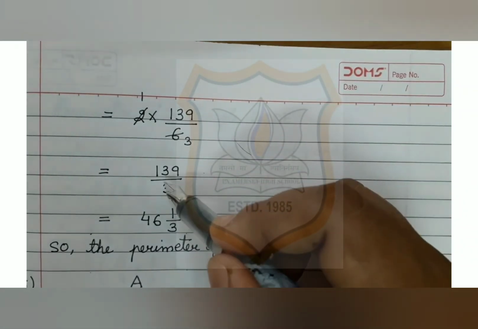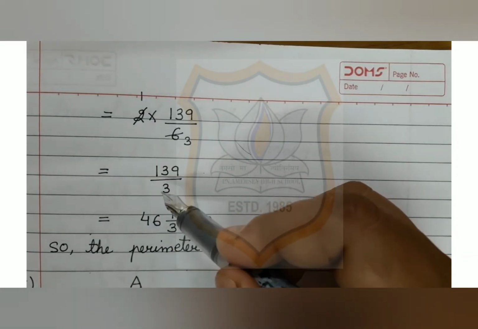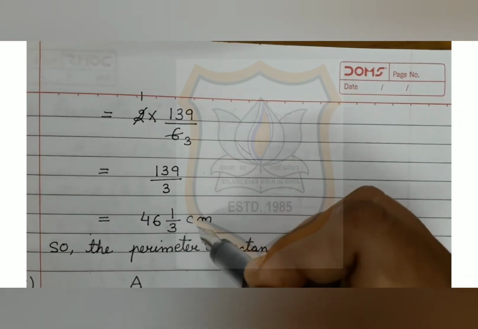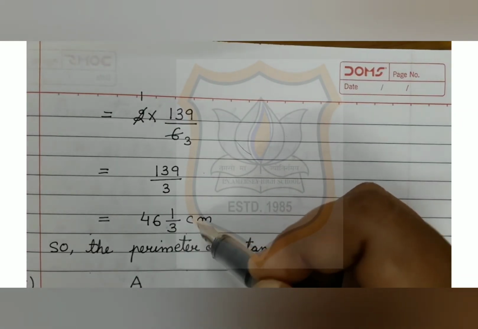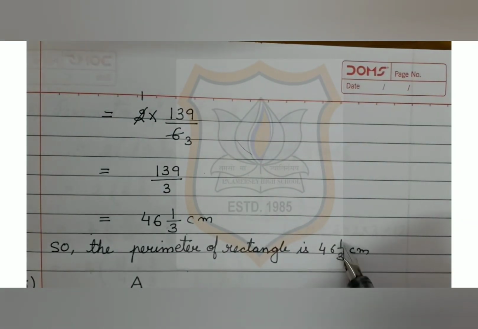Now we will convert this improper fraction, that is 139 upon 3, into a mixed fraction, and that is 46 1 upon 3 centimeter. So we can say that the perimeter of the rectangle is 46 1 upon 3 centimeter.